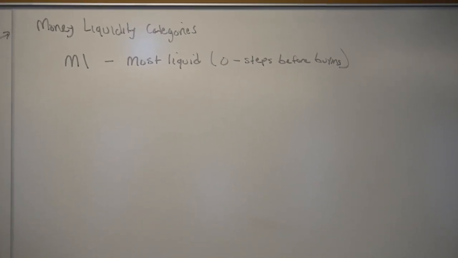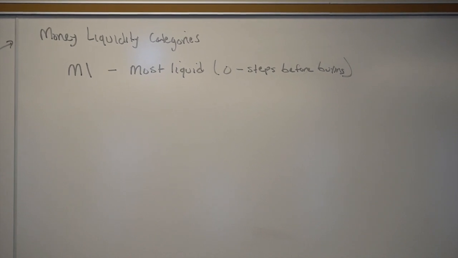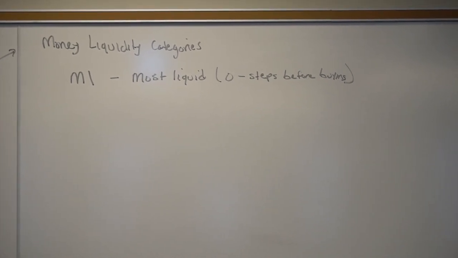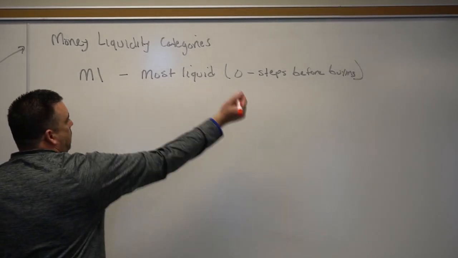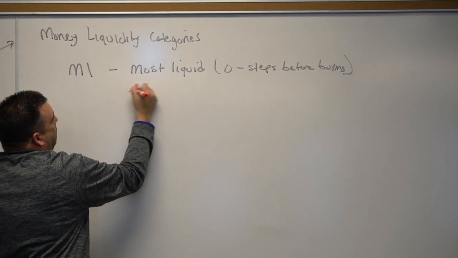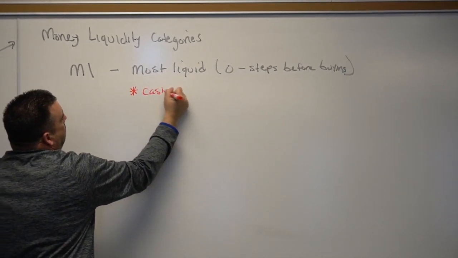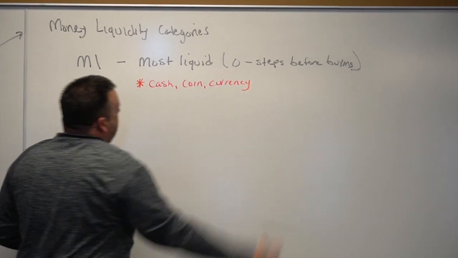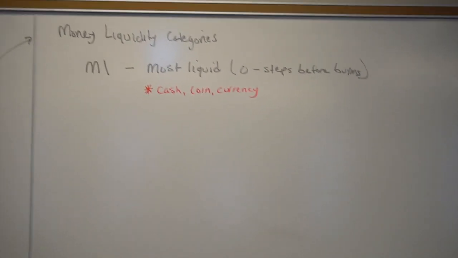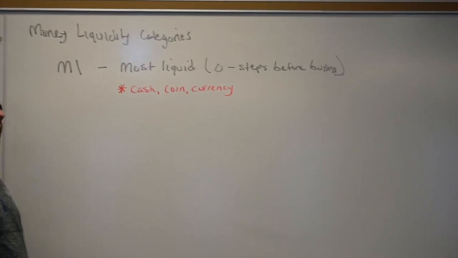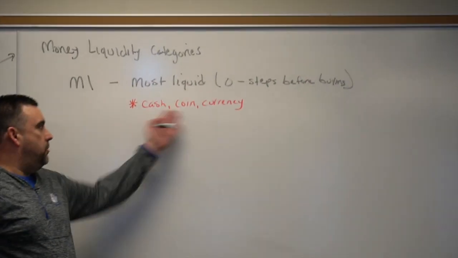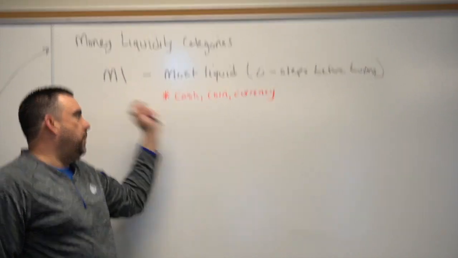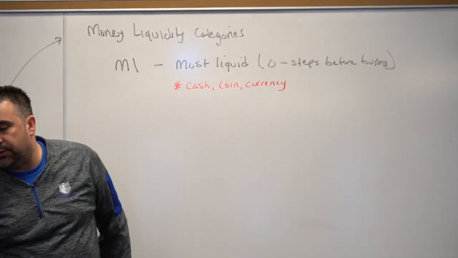So what is our most liquid type of money? Obviously, cash and coin, or currency, right? Yep, I think pretty much you can still take cash everywhere and buy stuff. So 0 steps before buying, it's most liquid, it's already converted into cash.